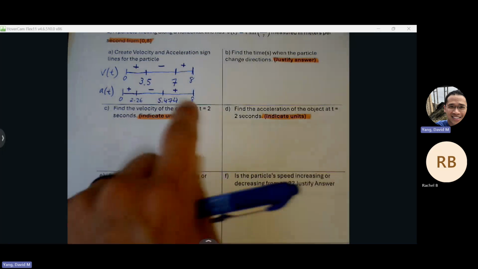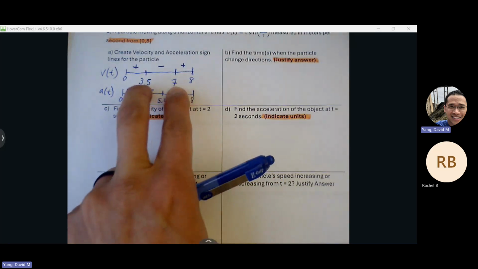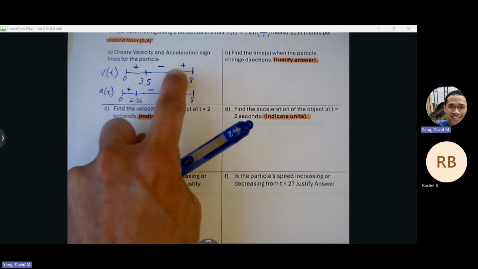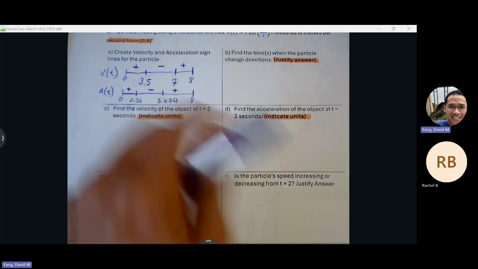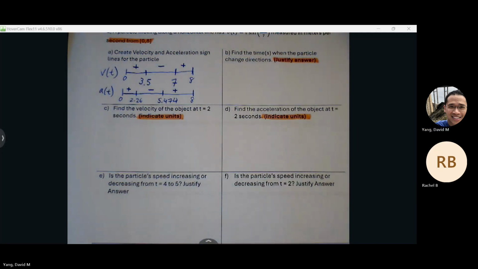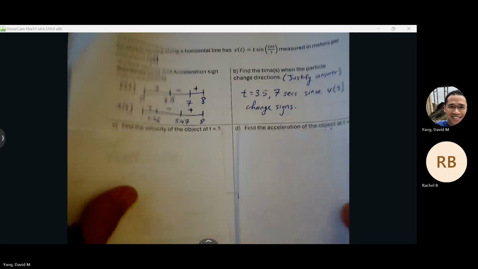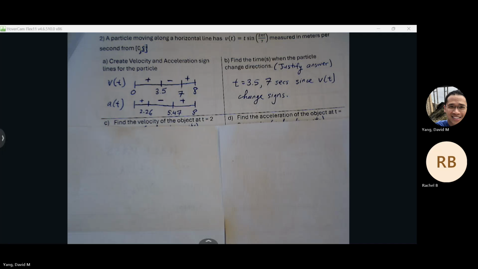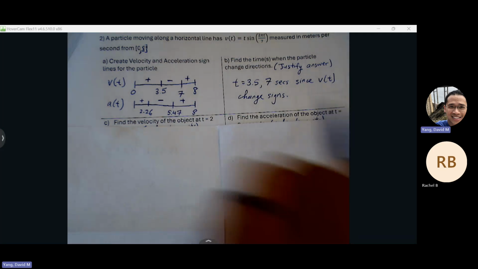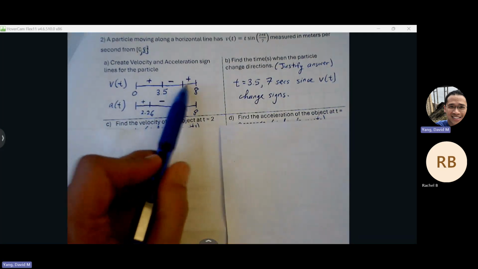Find the times when the particle changes direction. We see two places where velocity is 0, but the change in signs also gives us that indication that there's a change in direction there as well. So our justification for there being a change in direction is the fact that v of t changes signs, and we see that demonstrated here on our sign line.